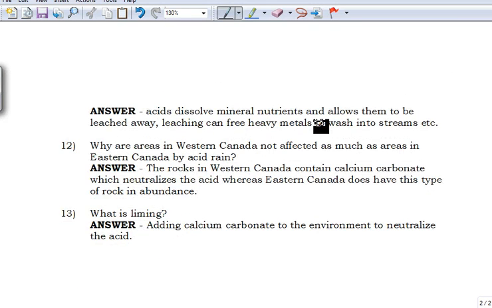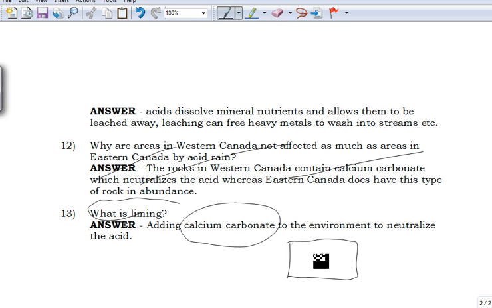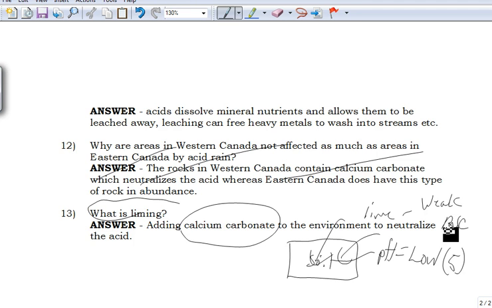So acid dissolves minerals, and yeah, so this isn't one of your questions. Liming is. What is liming? So you can add something like calcium carbonate to the environment to neutralize the acid. So for example, if you have a field of soil and that soil has a pH that's really low, maybe a pH of 5, you can get a truck come in and dump lime, which is a weak base, onto it and you can bring the pH back to 7.